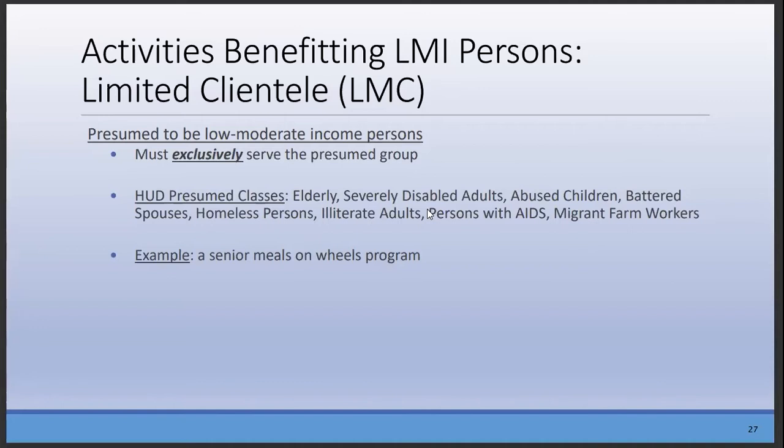A classic example of a program that would qualify under presumed benefit is a senior Meals on Wheels program. Another example is a domestic shelter that exclusively houses abused children and battered spouses.